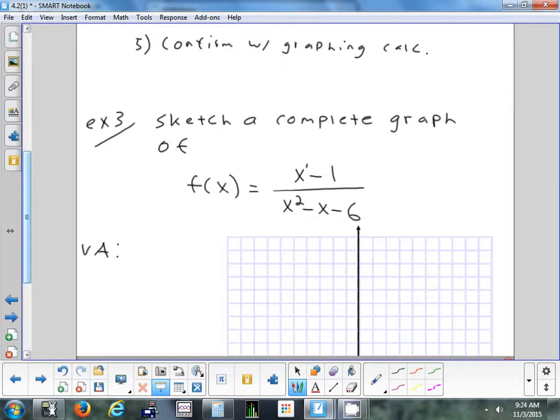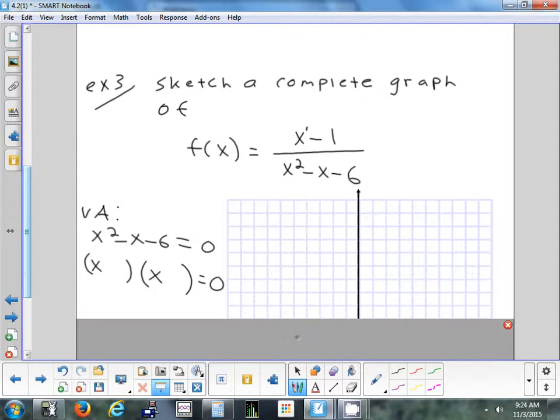All right, factor. What are you going to factor here? The bottom. Yep. Find the zeros of the denominator. So you're going to take x squared minus x minus 6, set it equal to 0. Okay, we'll have x and x. And I need two numbers that multiply to give me 6 and subtract to give me 1. Yeah, 3 and 2. And what are my signs going to be? x minus 3.